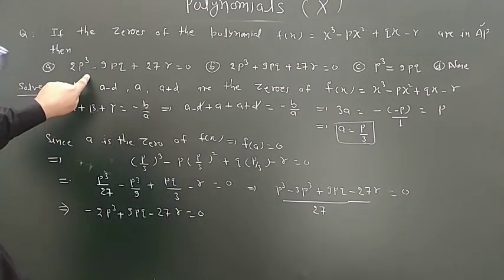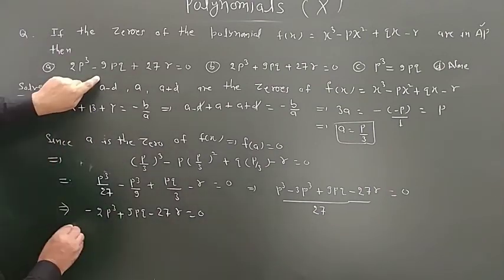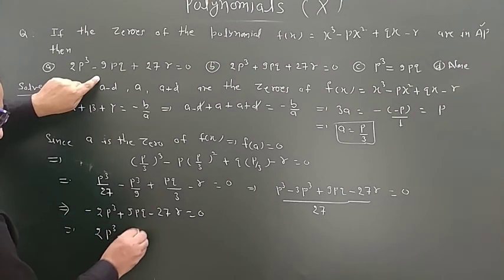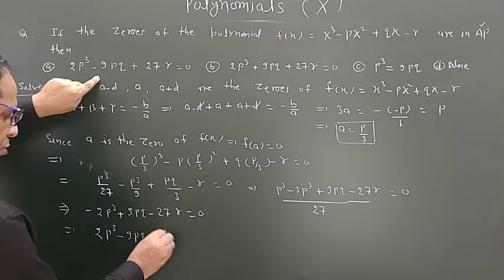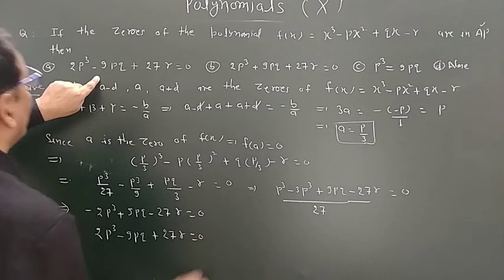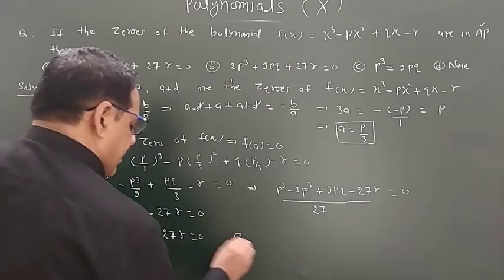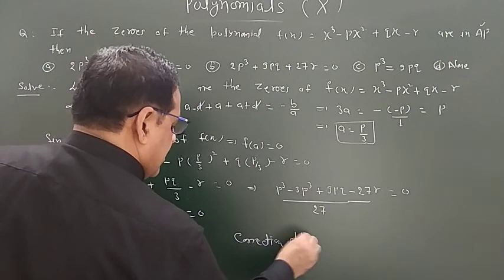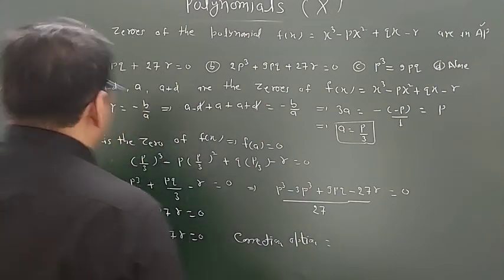Now if we transfer the terms, we multiply by a minus sign here. So we have 2p cube minus 9pq plus 27r equal to 0. So the correct option here is option A.